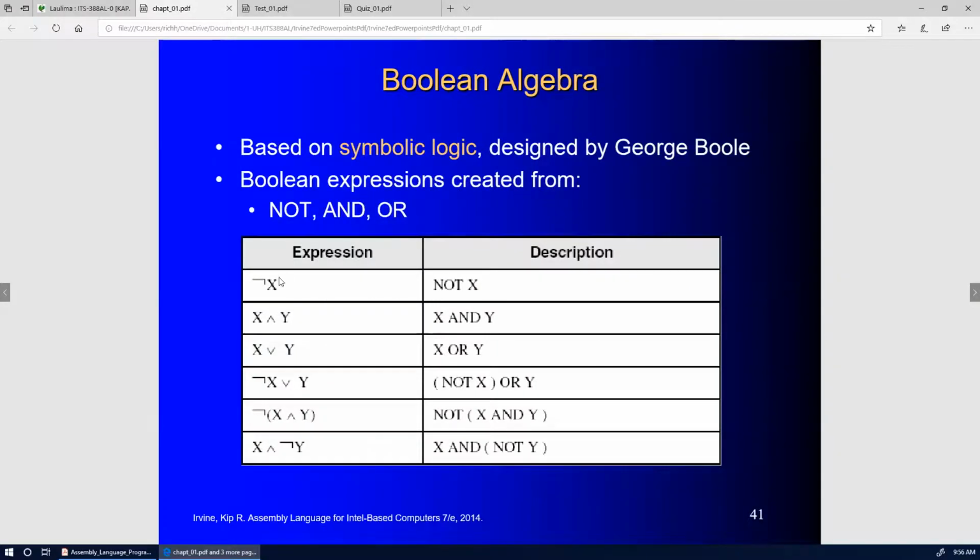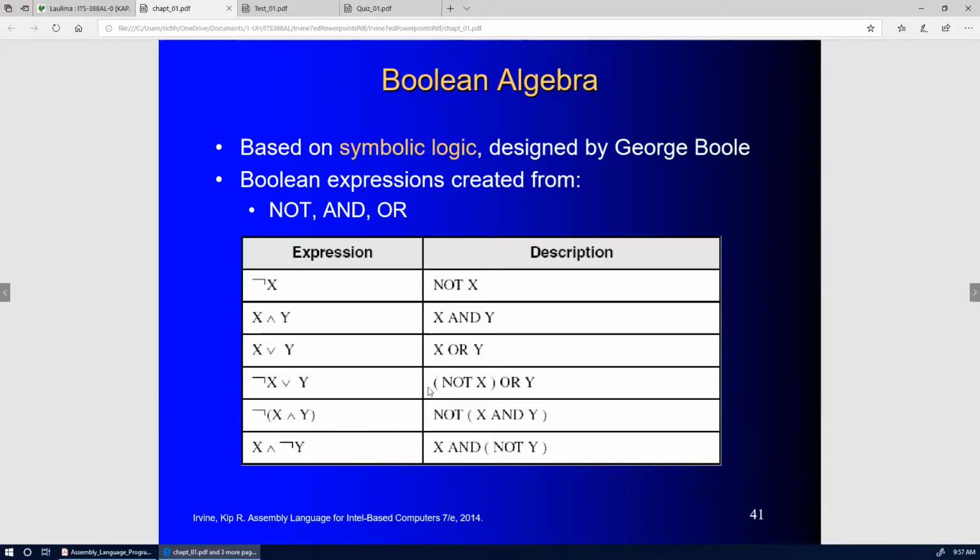So with Boolean algebra, here's the sort of the symbology. This is not x. Remember, x is going to be 0 or 1, and so not 1 is 0, not 0 is 1. That's how you represent it. For ANDing, they both have to be 1 for x and y to be 1. It uses an upward arrow. It looks kind of like an A without the bar. And then OR is just one of them has to be 1 before this thing evaluates to a 1.